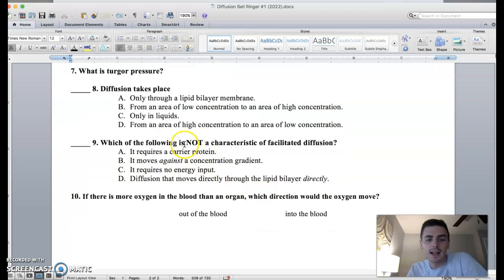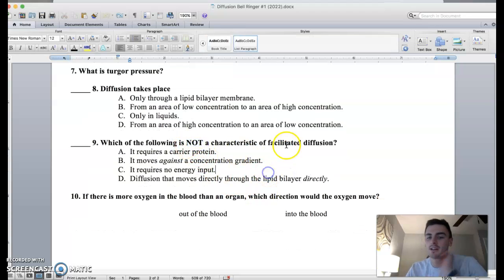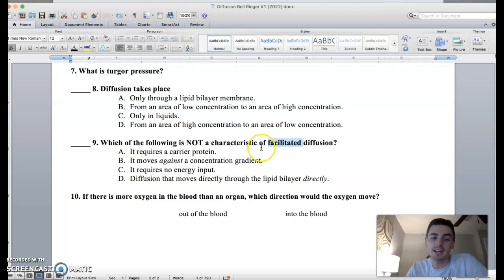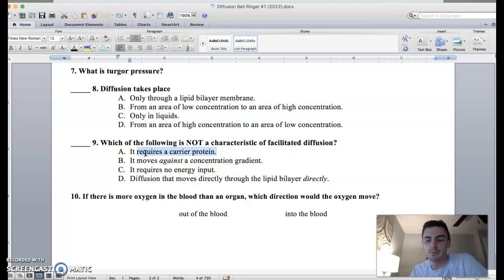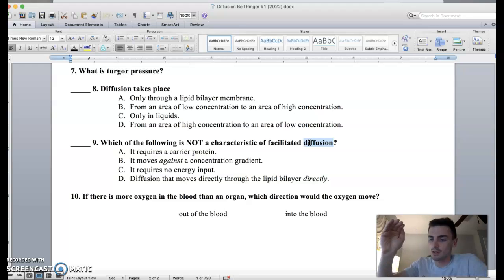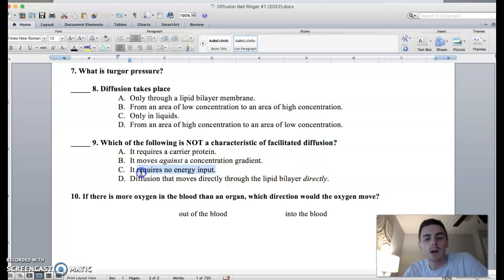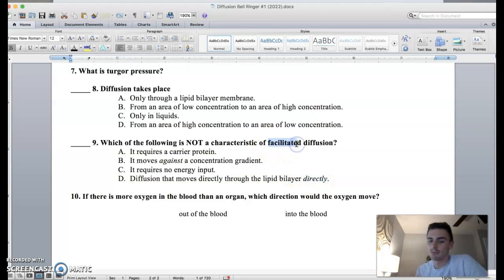Number nine, on the other hand, asks which is not a characteristic of facilitated diffusion. So, does it require a carrier protein? Yes, it does. Does it move against a gradient? No. It moves with the gradient because we're still going from high to low. It requires no energy input. That is usually true. And letter D says it moves through the lipid bilayer directly. That is where it's wrong. It doesn't just move directly through there. It needs help from those proteins. So that's the word at the end that makes letter D not true.